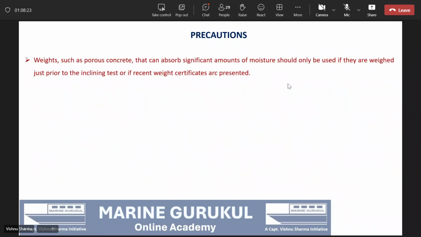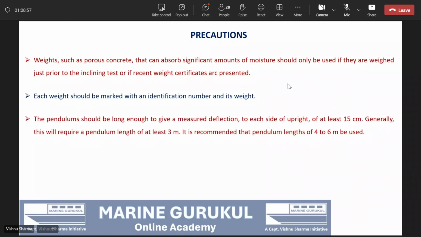Weights, guys, the weights which you are using for inclining, you should know their exact weight. Now they should be ideally non-porous. That means they should not absorb water. If they are of the material which can absorb the water from atmosphere, then they must be weighed just before the experiment. Otherwise, ideally, they should not be the ones which absorb water. Each weight should be marked with an identification number like A, B, C, D, or 1, 2, 3, 4, whatever.